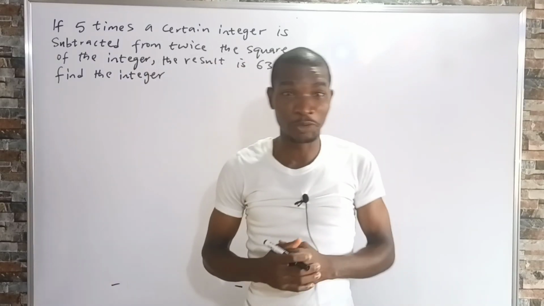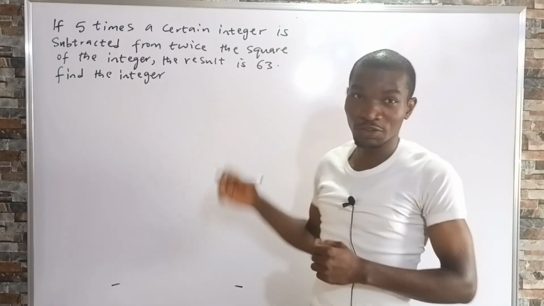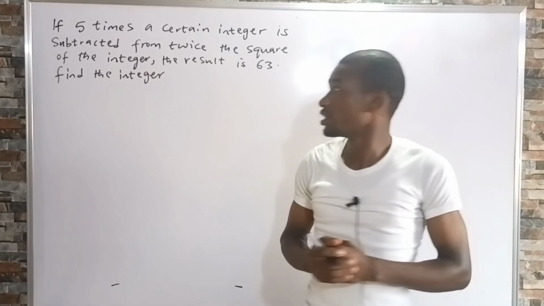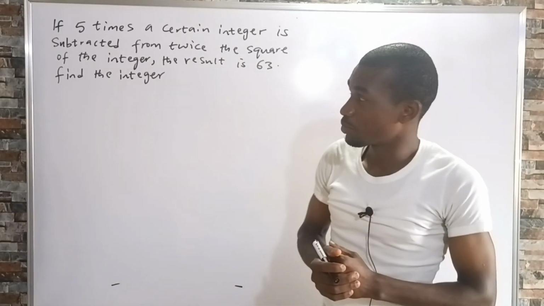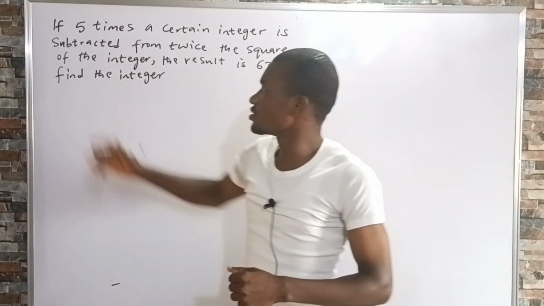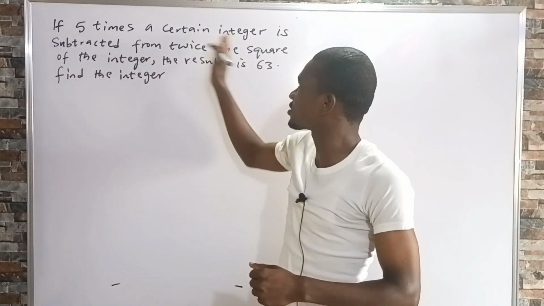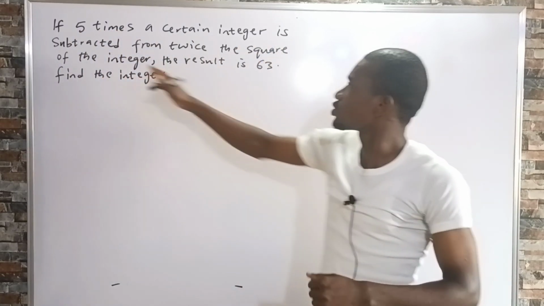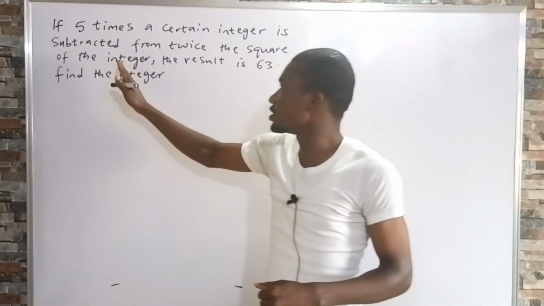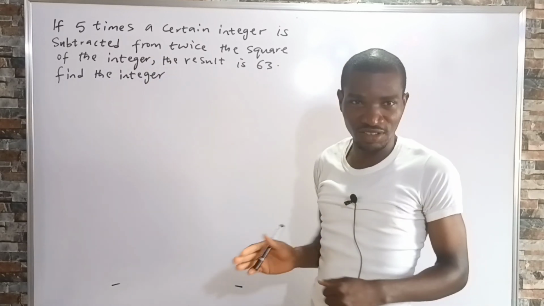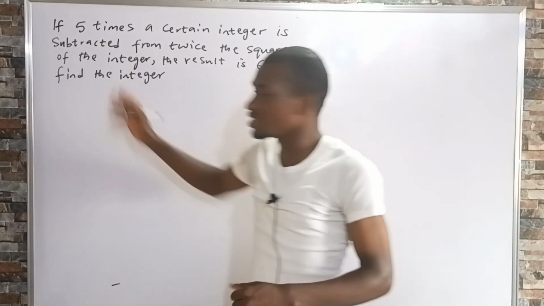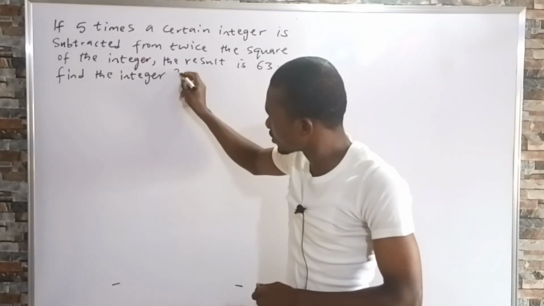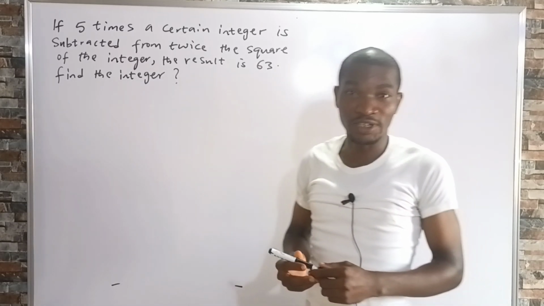We are still in word problems that result in quadratic equations. Here is a typical example we have on the board. The question says: if 5 times a certain integer is subtracted from twice the square of the integer, the result is 63. We are then asked to find the integer.